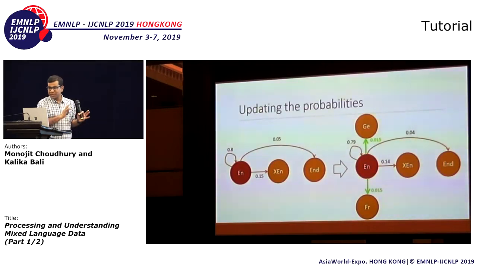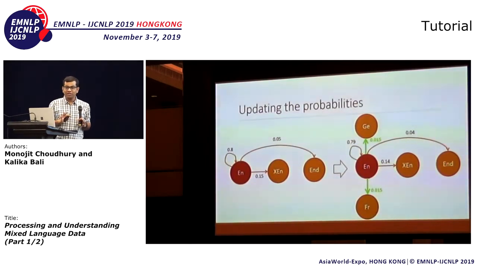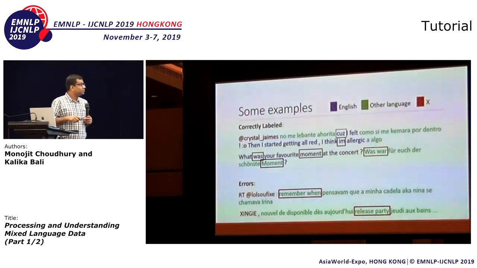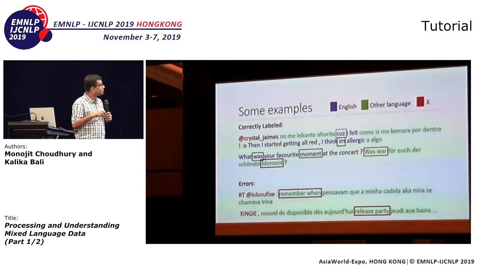So this is a glimpse of the model, how you can build a language identifier using only semi-supervised learning, where you do not have any labeled code-mixed data, but still you can work with it. Now, if you build a system like this, you find there are some examples where you are doing the right thing and some where you are making mistakes.